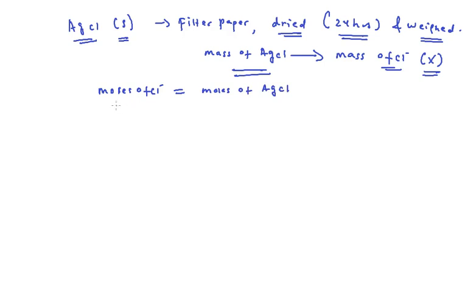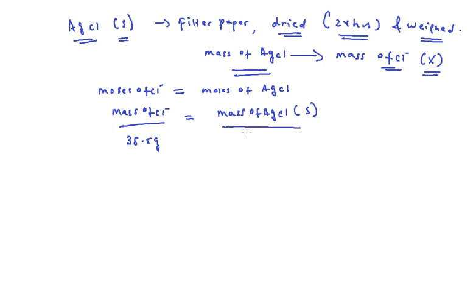Now, moles of chloride ion would be the mass of chloride ion divided by the weight of chloride ion. The weight of chloride ion, if you look on the periodic table, is going to be 35.5 grams. The moles of silver chloride again would be the mass of silver chloride, and this mass actually comes from the precipitation, from the insoluble particle, the one that is dried and weighed, divided by the molar mass of silver chloride.